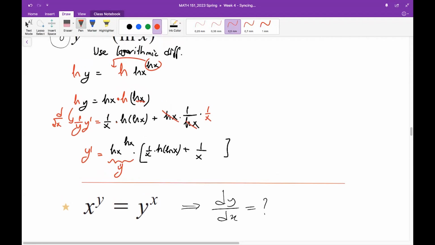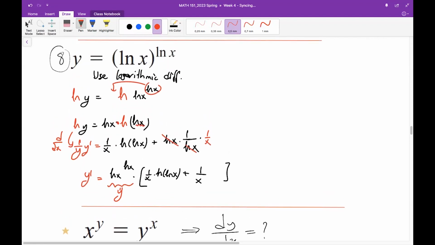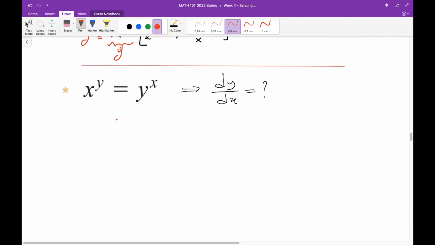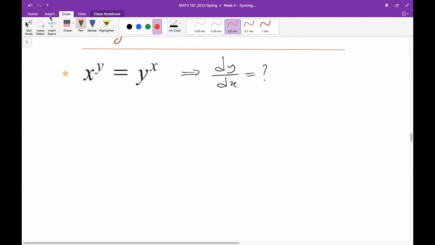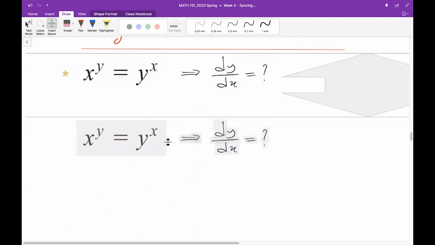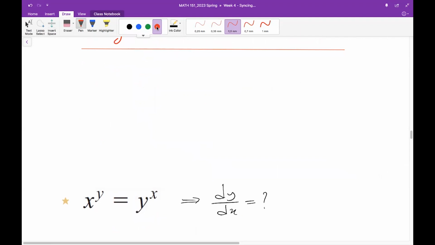Okay, another application of logarithmic differentiation is like this. Now, look at this one. I think before this example, I want to show you a simpler example of implicit differentiation. Okay, this example will be about implicit differentiation.